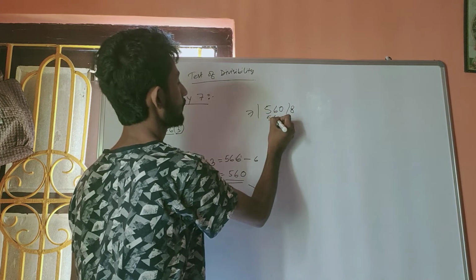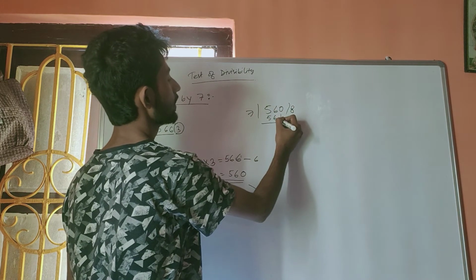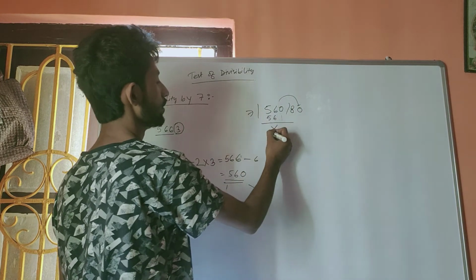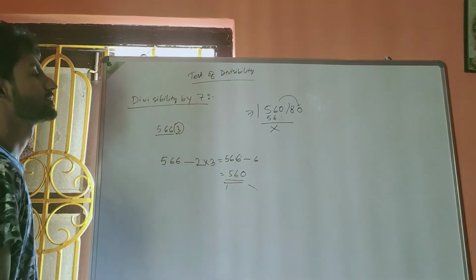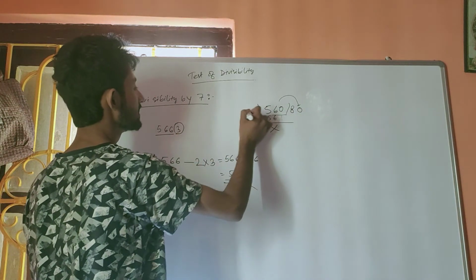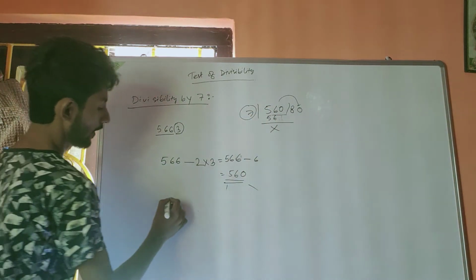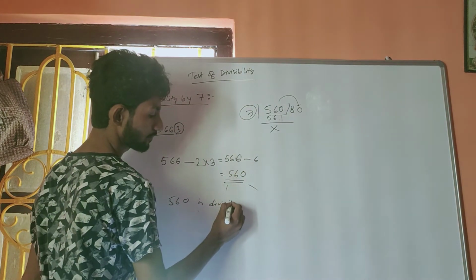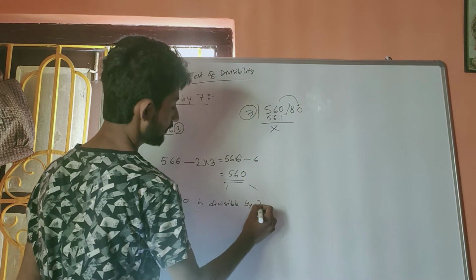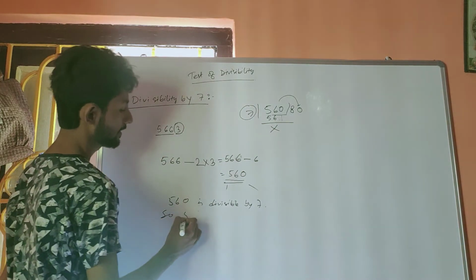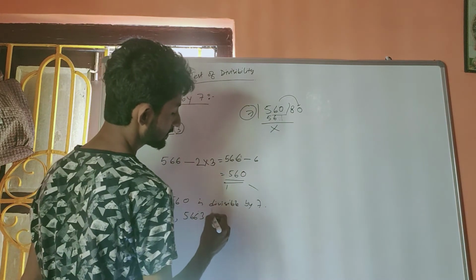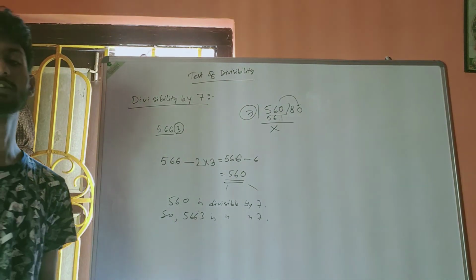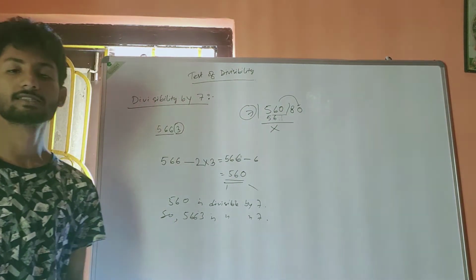8. So 56. 0 will come, 0 will go there, it will be 0, so it will cross. So 560 is divisible by 7. So what can we write? 5663 is divisible by 7. So we can write 5663 is divisible by 7.